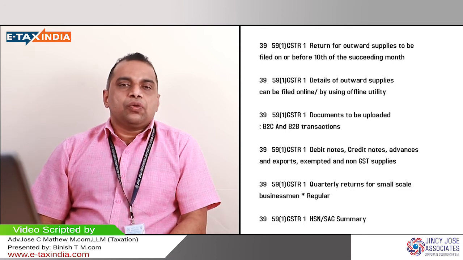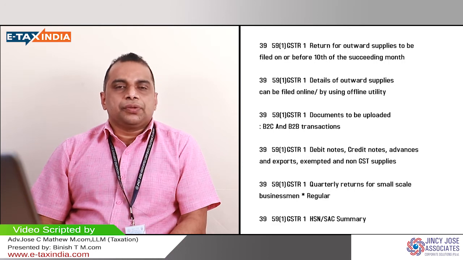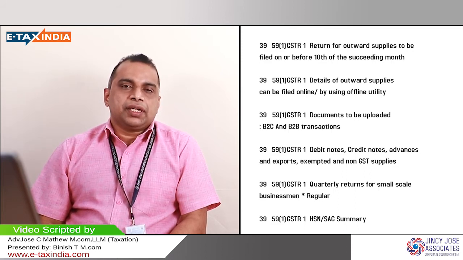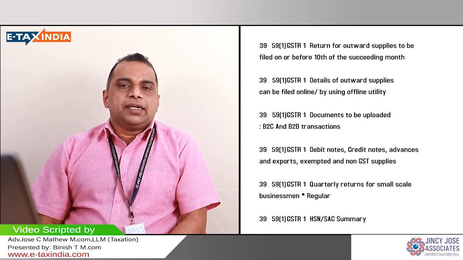It is a return of outward supplies made. In GSTR 1, you have to declare the outward supplies and the credit notes and debit notes issued. The details of outward supplies, the credit notes and debit notes issued, that is to be declared in Form GSTR 1. So GSTR 1 is the primary return, we could say, in case of a regular taxpayer. And he has to file it monthly.